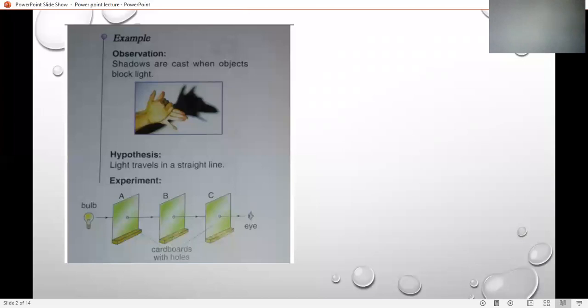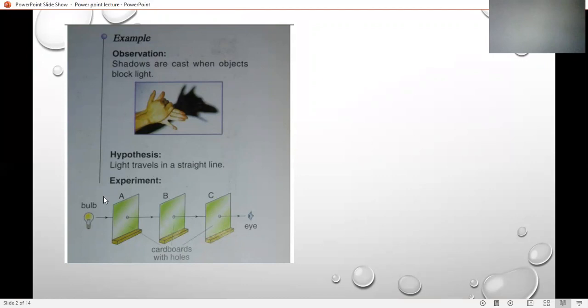Okay, let's take another example. Your observation is that shadows are cast when objects block light. You can experience this at home. Just block the light and you can make shadows of your hand, and of yourself as well. So this is our observation. And what is our hypothesis? We are saying that maybe light travels in a straight line, and that's why when we block the light, a shadow forms. Okay, now what is the next step?